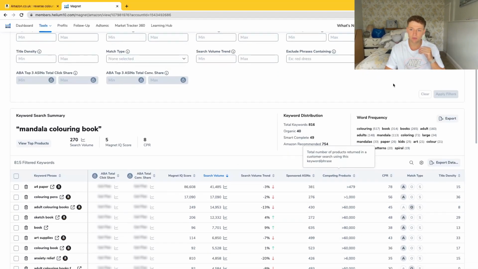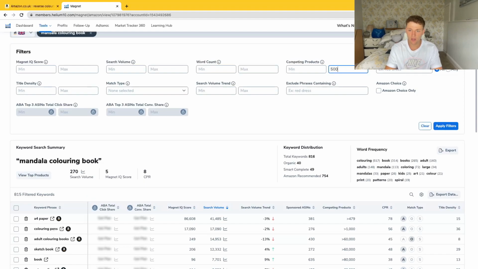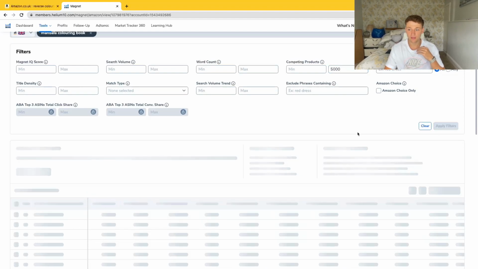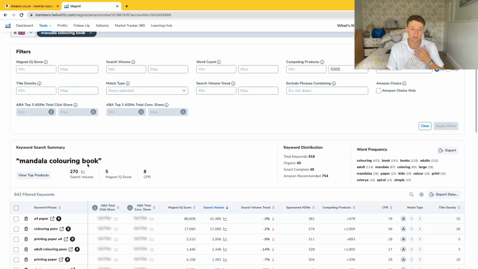And then, like I say, competing products with this filter in, with competing products of no more than 5,000. Obviously, in an ideal world, really high search volume and really low competing products is the best result for you, but it's very unlikely you'll find loads of those.